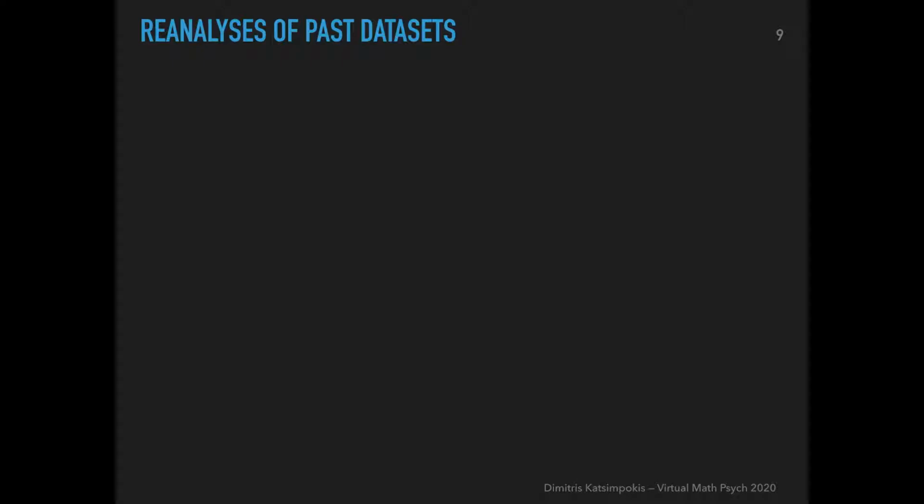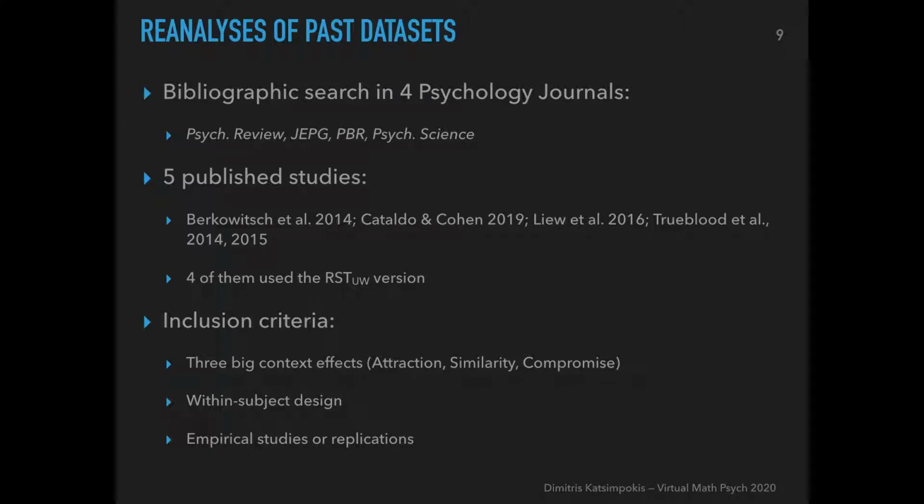Nevertheless, we also wanted to verify whether the two approaches make different inferences in the domain of actual empirical data as well. Therefore, we conducted a bibliographic search to find articles related to context effects where we could apply the two models and see whether their inferences differ. We found 5 published studies, among many others, that adhere to our inclusion criteria, which you can see here.